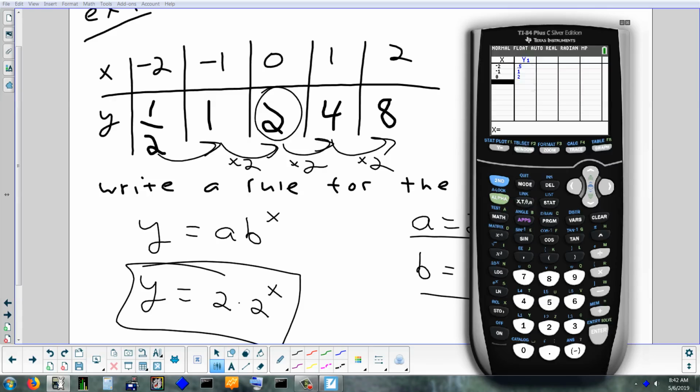When I plug in 0, I get 2. When I plug in 1, I should get 4. Look at that, it's working perfect. That means the formula that I typed in on the calculator is exactly the right formula. So when I plug in 2, I get 8.